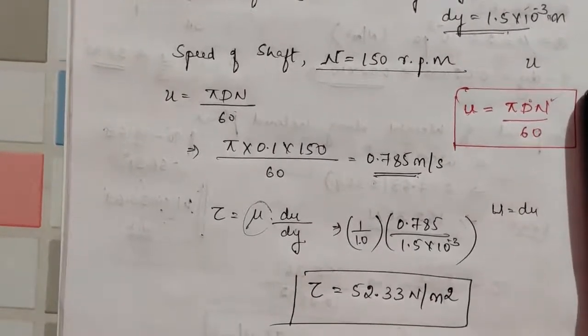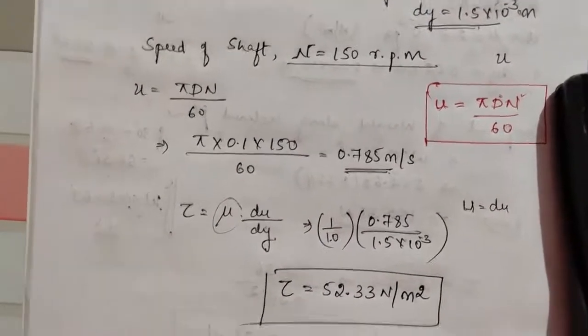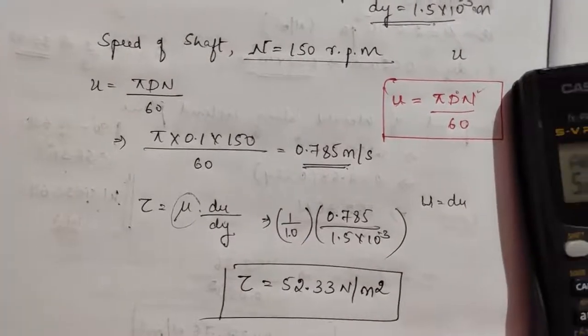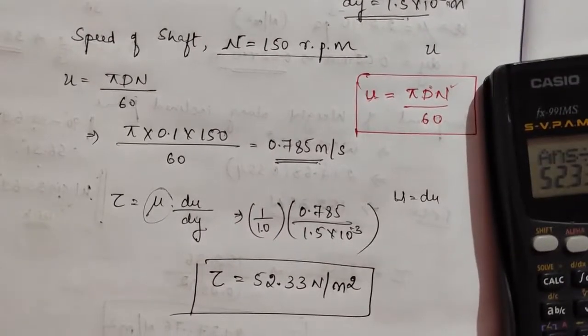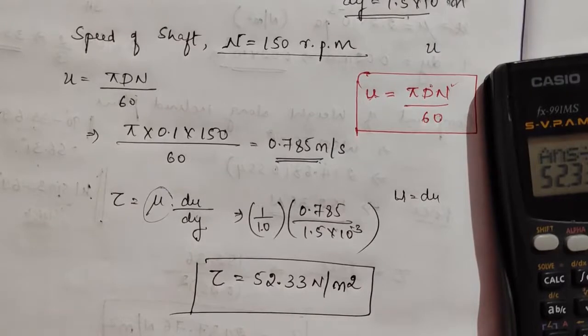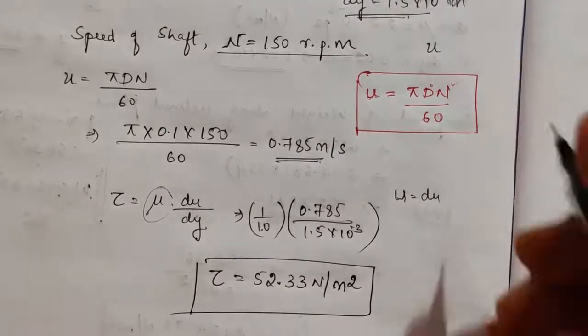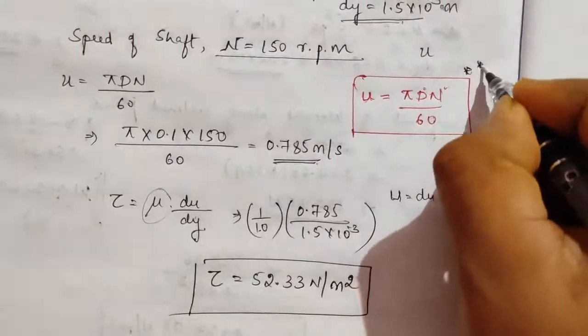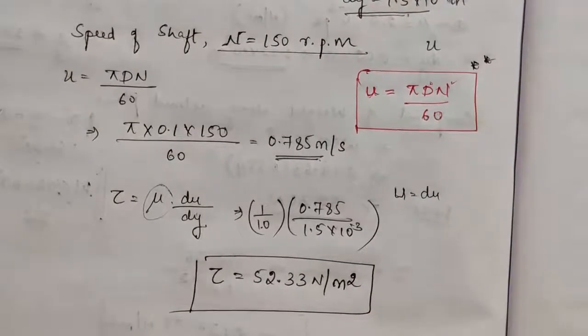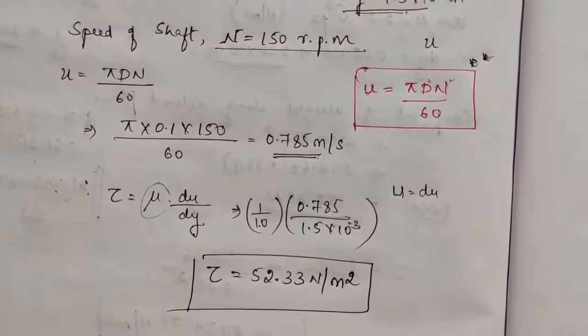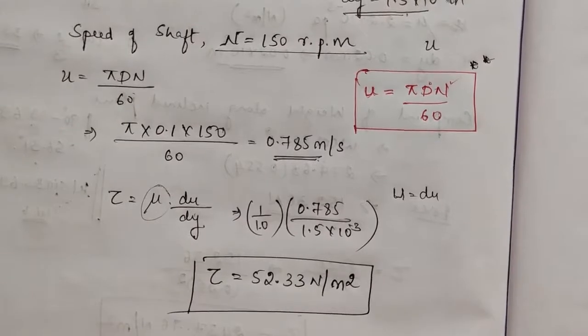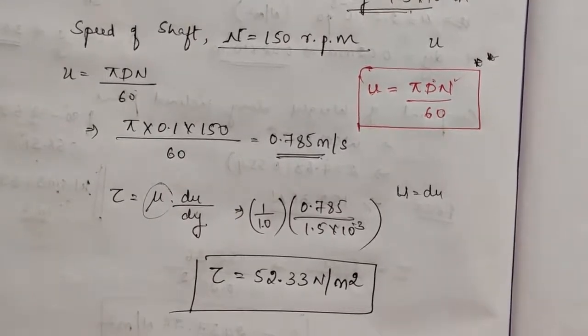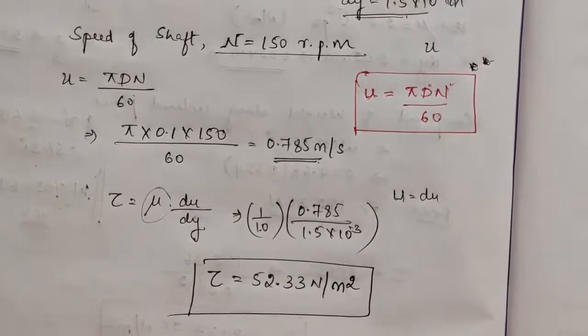It is the value of what? Shear stress or intensity of the shear whenever the speed of the shaft, rotation per minute concept is given. Remember this formula. If this formula is not there, you can't solve the problem. So every type of problem I am covering, please refer to it. Okay, another example I'll take.